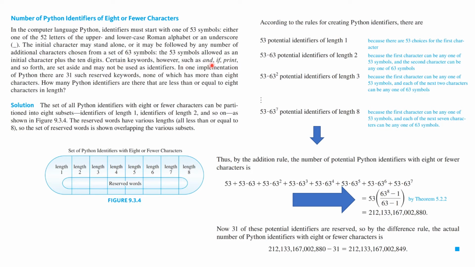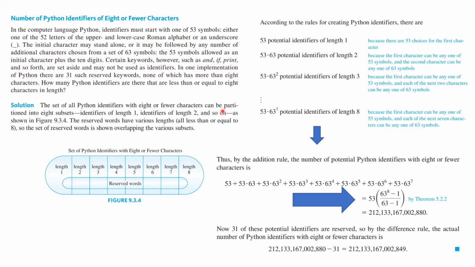Certain keywords, however, such as and, if, print, and a number of others, are set aside and may not be used as identifiers. In one implementation of Python, there are 31 such reserved words, none of which has more than 8 characters. How many Python identifiers are there that are less than or equal to 8 characters in length? A really good exam question.